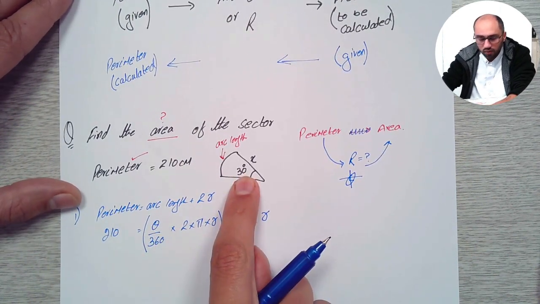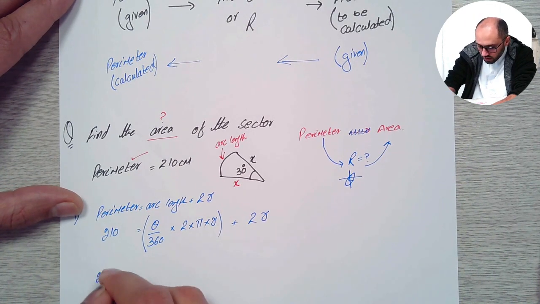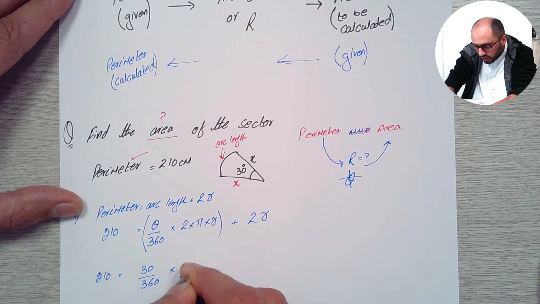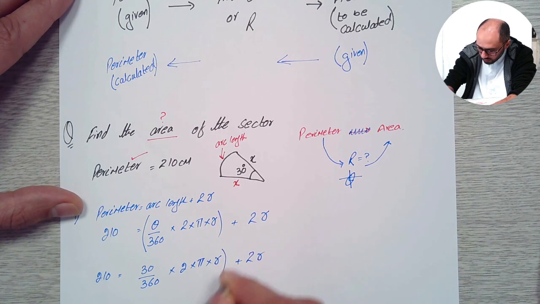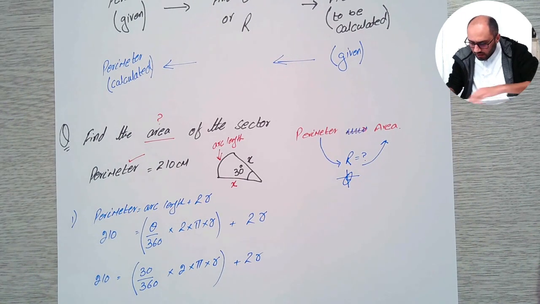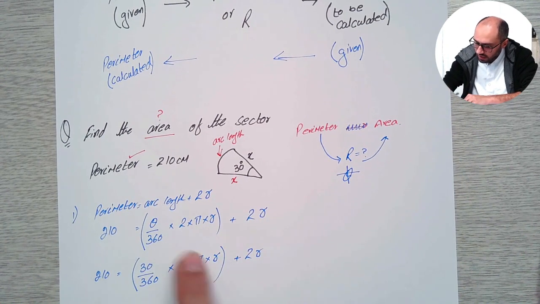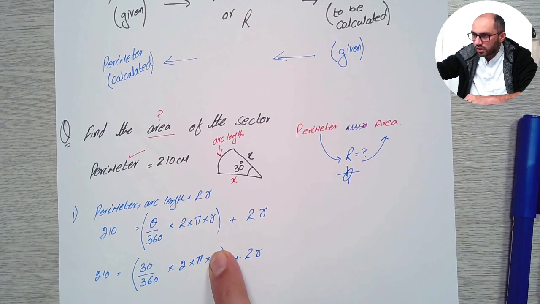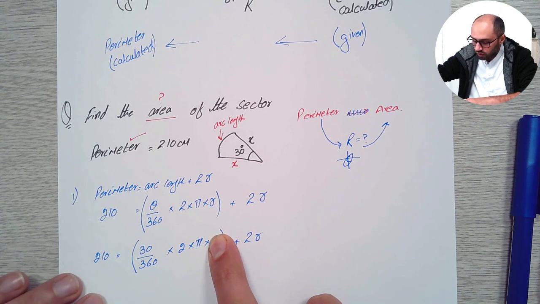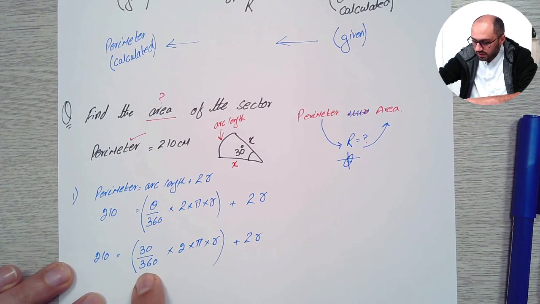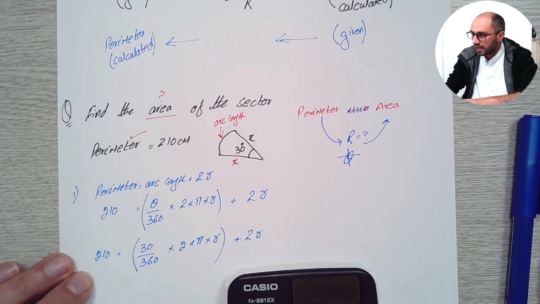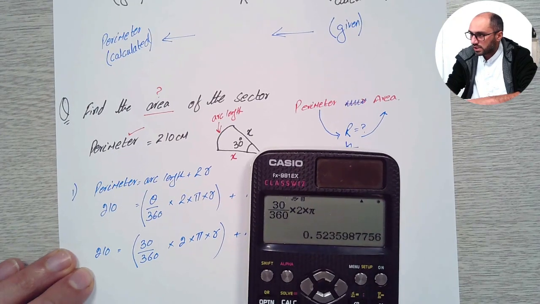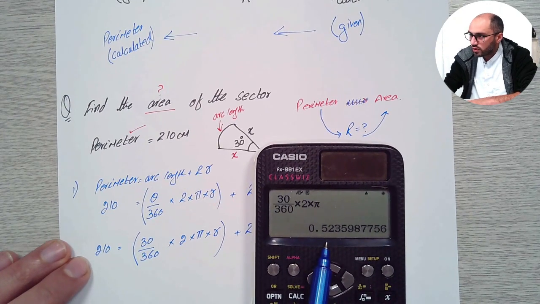I've been given the value of angle as 30, so I can write down 210 equals 30 over 360 times 2 times pi times r, plus 2r. Put brackets around it. Now, if you put this section in your calculator, you don't have to put r because you can't put it. So I'm going to put 30 divided by 360 times 2 pi. Let's see what the calculator will give me as my answer.